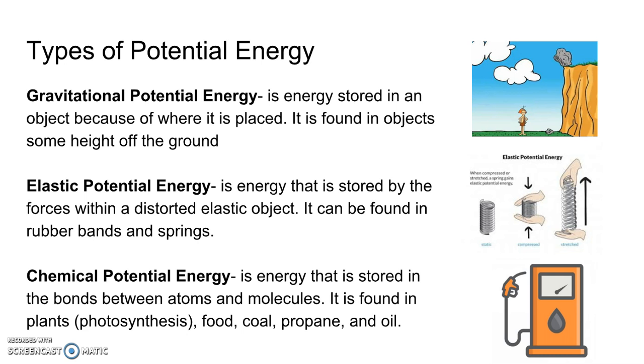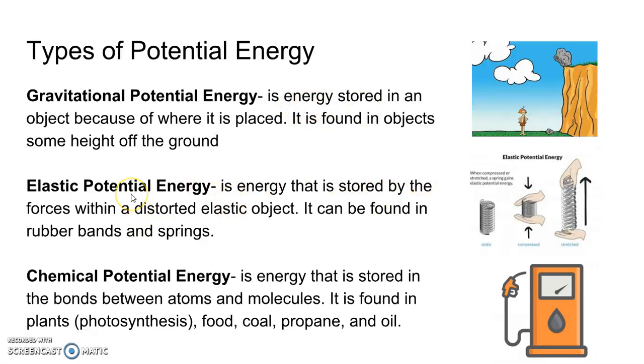First one is gravitational potential energy. Sometimes we've calculated it as GPE as well. It is energy stored in an object because of where it is placed. It is found in objects some height off the ground. So if we take a look here, we have a boulder or a rock that's on the edge of a cliff, and we were doing some math problems calculating that. We had to know what the mass of the boulder was, what the gravity was, which was 9.8 meters per second squared, and also the height. Whatever those three things are that we know, then we can calculate the gravitational potential energy.